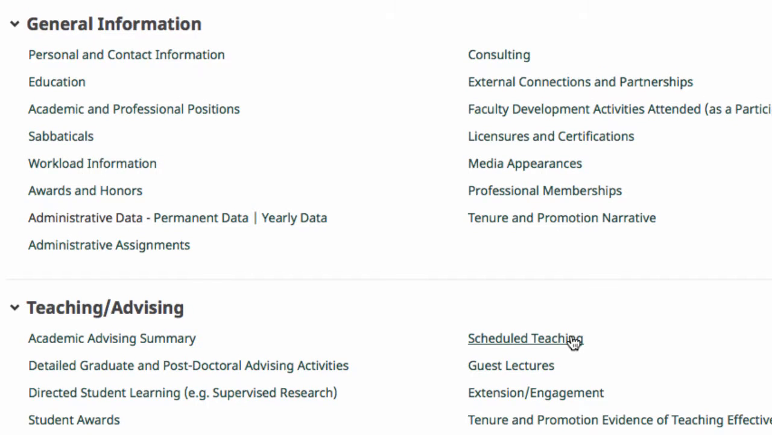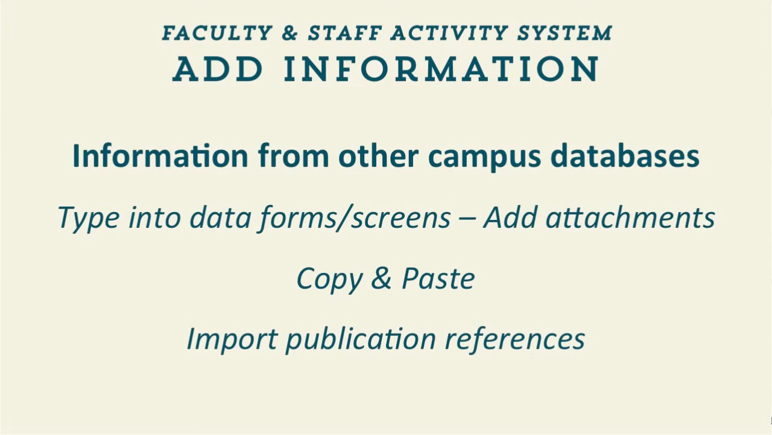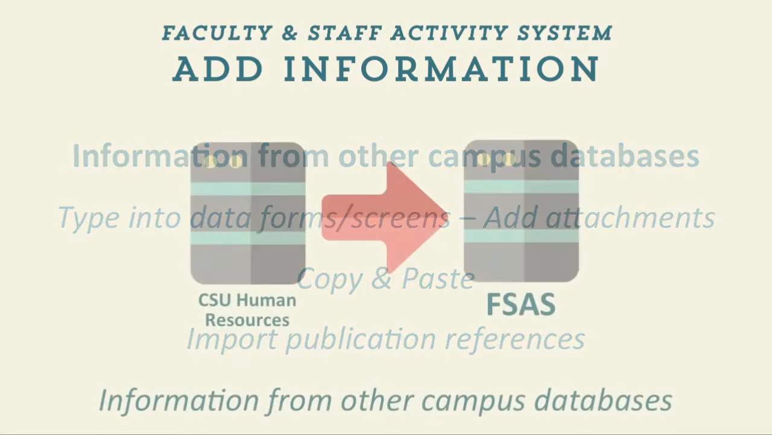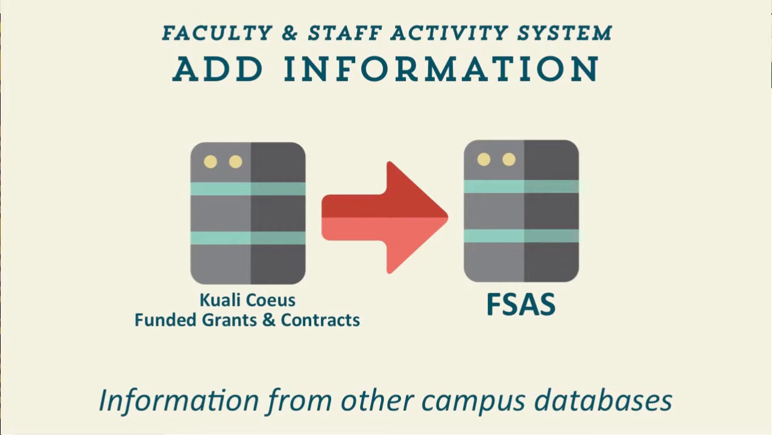The first method is by far the easiest because you don't have to do anything. Data and information flows into the FSAS database automatically through integrations with other CSU databases. The FSAS is integrated with CSU's HR database for contact and non-confidential employment information, with ARIES for course information, and with Coalicoias for funding contracts and sponsored programs information.